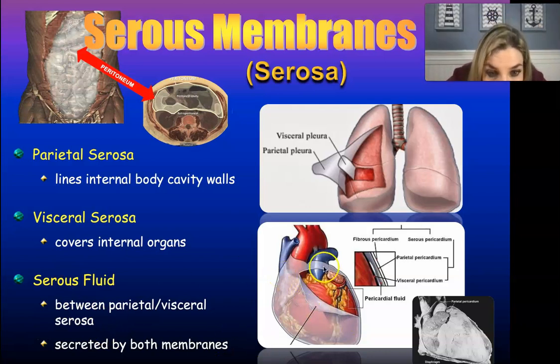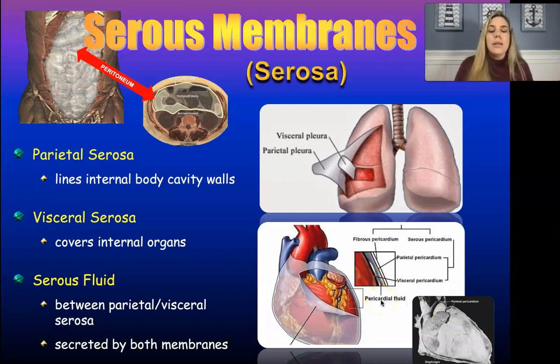Here is a heart, and you can see that this is also going to have a parietal serosa called the pericardium. And so you can zoom in here and see the pericardium there. That's lining the pericardial cavity, right? And then you have the visceral serosa called the visceral pericardium, which is lining the heart itself. And between those two, you're going to have some serous fluid or pericardial fluid.